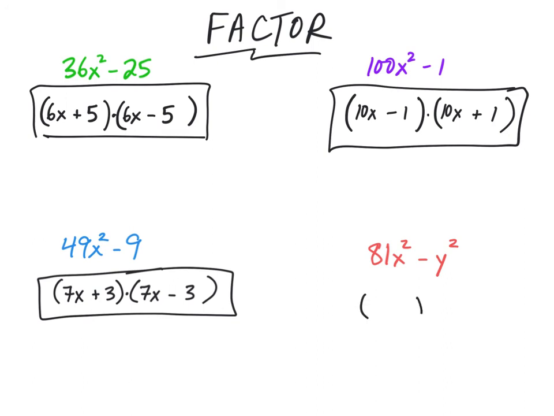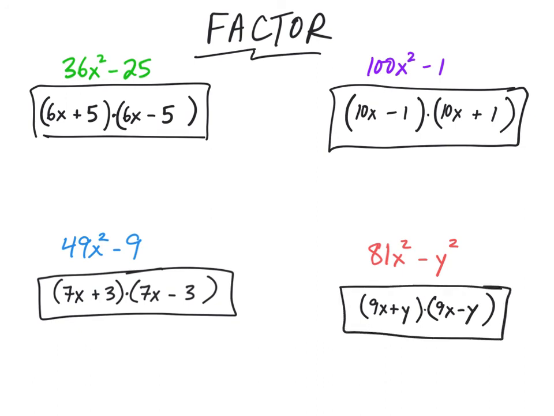Cool. How do I factor 81x squared? That is 9x times 9x. I need to get a negative number, so that will be a positive times a negative. And it doesn't matter if there's a number over here or a variable. If we're looking at an honors problem, y squared is simply y times y.